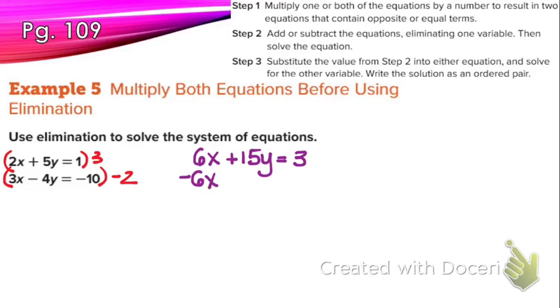Negative 2 times negative 4 would be a positive 8y. And a negative 2 times a negative 10 is a positive 20. So the reason why I wanted us to have opposites is because if I multiply this by a positive 2, then that wouldn't eliminate. But now, you see how these are opposite signs? When we add them, it cancels out. So let's go ahead and solve that equation for y. You're going to add straight down and solve it for y.